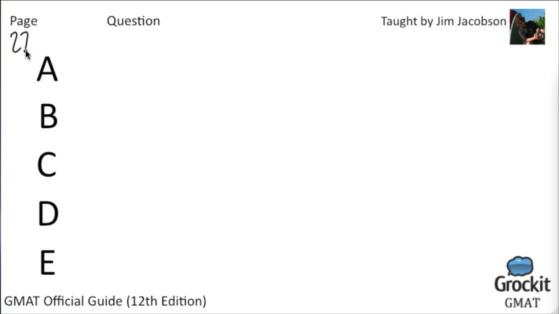Still page 278. Question number 61. At a certain picnic, each of the guests was served either a single scoop or a double scoop of ice cream. How many of the guests were served a double scoop of ice cream?